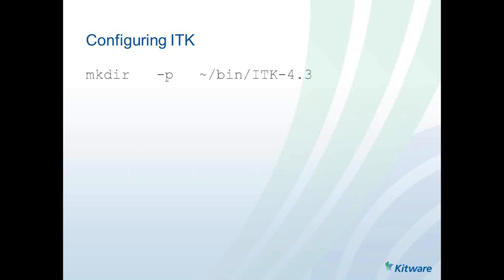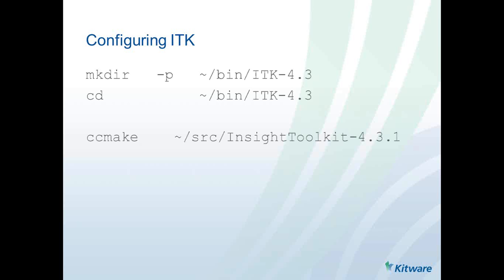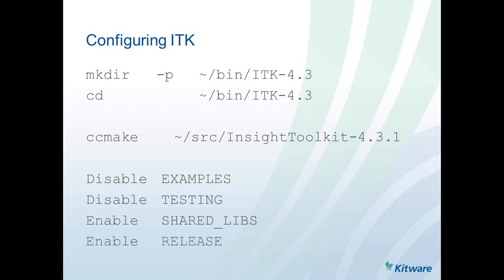We create a binary directory. We're going to build ITK, enter into that directory, and type the CMake command, now that we have CMake already built on it. And we go to the configuration. Now, because we have a more restricted system here with the Raspberry Pi, we disable the examples, disable the testing, enable shared libraries, and enable the release option for compilation.